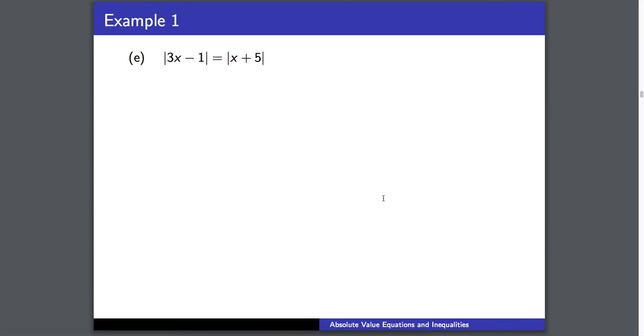All right, part E, we have absolute value of 3x minus 1 equals the absolute value of x plus 5. So yeah, it's perfectly fine for us to have two absolute value expressions equal to each other. Here, you might be wondering, normally I only have one absolute value expression, so I can separate it into two equations. So what do I do here? Well, the good news is if you have an absolute value on one side equal to an absolute value on another, you can pick which one you want to keep positive and which one you want to make negative.